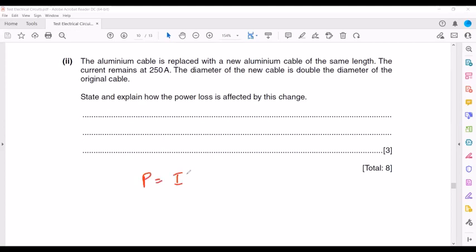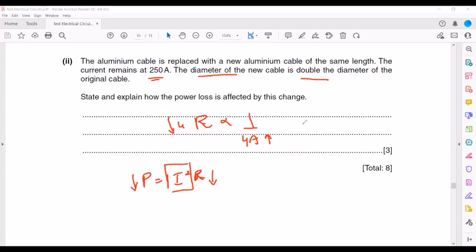So we have the formula: power loss P is given by P equals I squared R. The current is not changing; we are keeping the same current. So what is the relation between resistance and area? They are inverse. If the diameter of a cable is doubled, the area will be 4 times because it varies with a square. So if area is increased by 4, resistance will decrease by 4. And if it has a low resistance, it means less power will be wasted or lost.